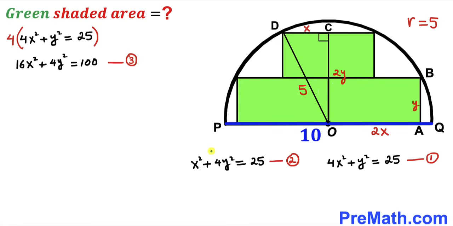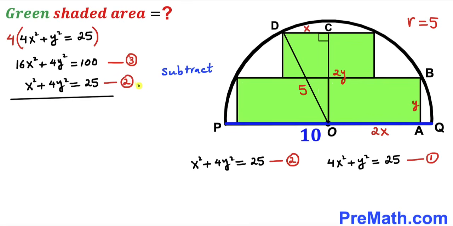And now we are going to focus on equation 2. Here I have copied down equation 2: x squared plus 4y squared equals 25. Now we are going to subtract equation 2 from equation 3, so we change the sign. This becomes negative, negative, and negative across the board. Here we can see 4y squared and negative 4y squared are gone.